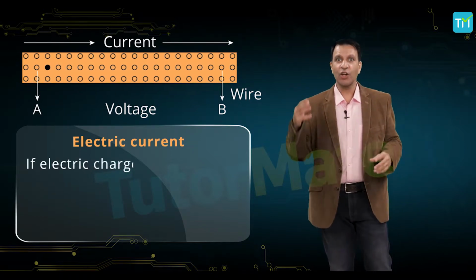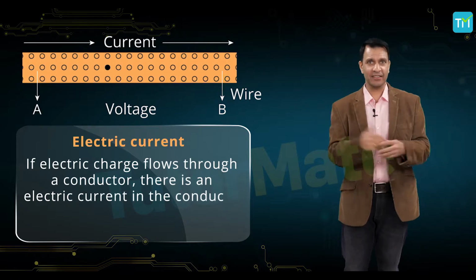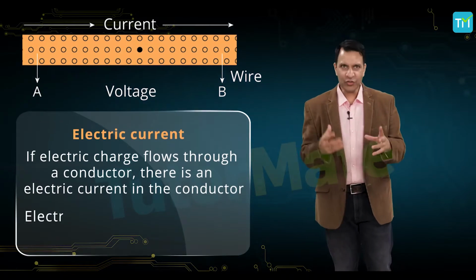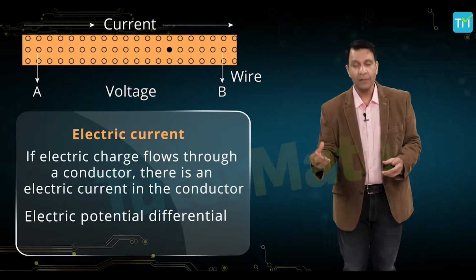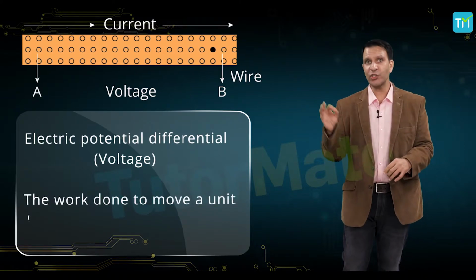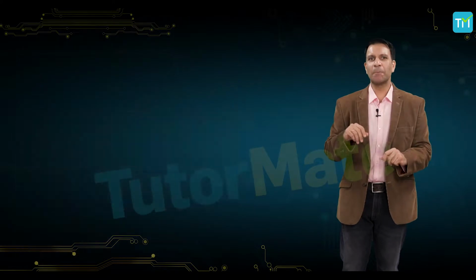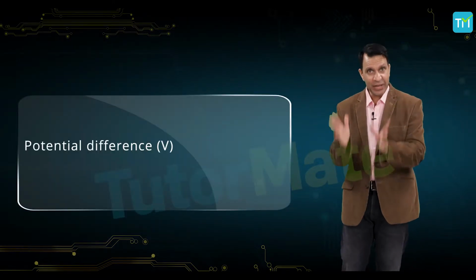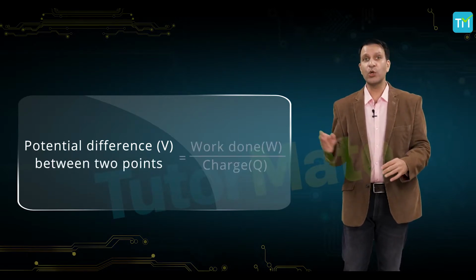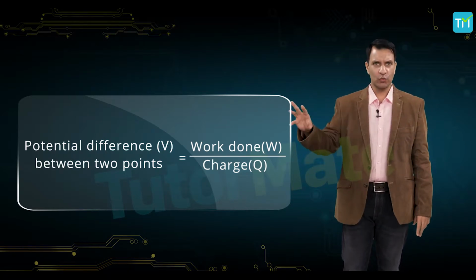If electric charge flows through a conductor, we say that there is an electric current in the conductor. Current comes from an electric potential difference or voltage, which is defined as the work done to move a unit charge from one point to the other. Okay? So the potential difference denoted by V between 2 points is equal to the work done denoted by W upon charge Q. Hold on. Let's fully understand this with the help of an example.